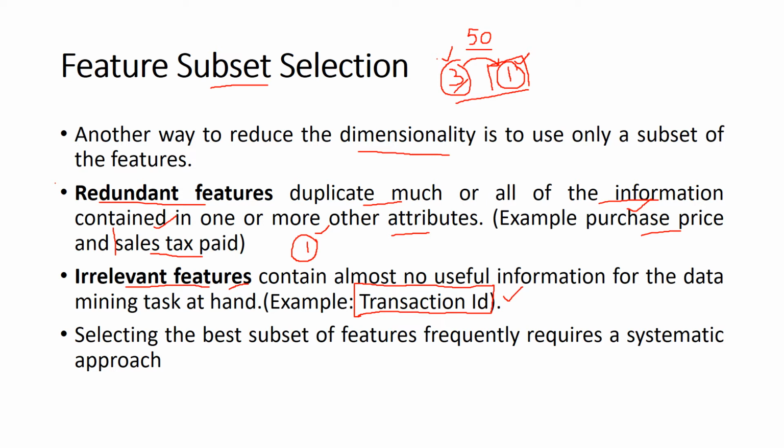Selecting the best subset of features is very important. This selection of the best features requires a systematic approach. So now let us get into the details of how a systematic approach can be used for getting the best subset of features that are available.